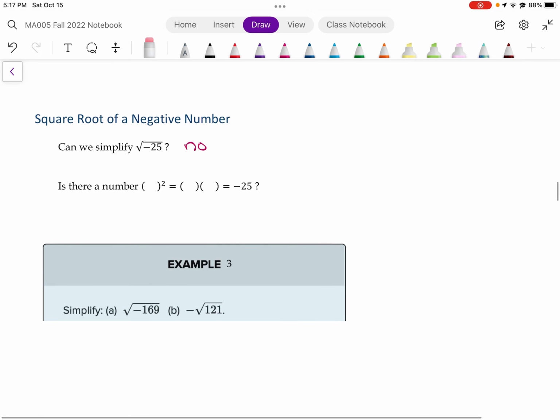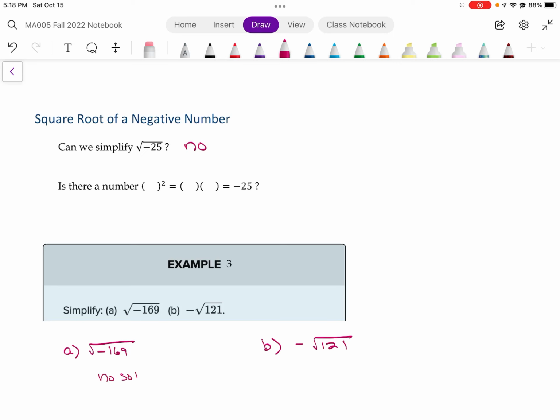All right, so let's simplify A, the square root of negative 169, versus B, the negative of the square root of 121. So try that. All right, so A, hopefully you found that there's no solution. We can't take the square root of a negative number. But the next one, the negative is on the outside, so we're just going to keep the negative on the outside. And what is the square root of 121? Well, that's 11. So the answer is negative 11. So be careful. It makes a huge difference.